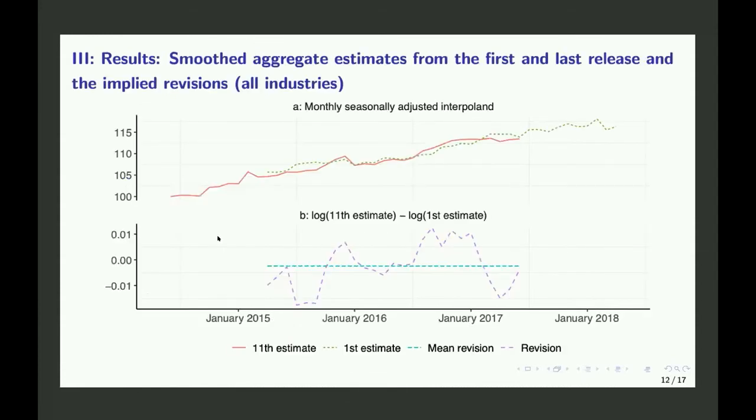Here I'm showing the first estimate with the 11th and final estimate of the economy-wide figure from June 2014 to late 2018. And on the bottom graph, we can see the revision. So the revision is never larger than 1% and never lower than -1.5%. So on aggregate, the revisions are small, and it's also the first estimates, so it's the most noisy estimate. So on average, that's good.